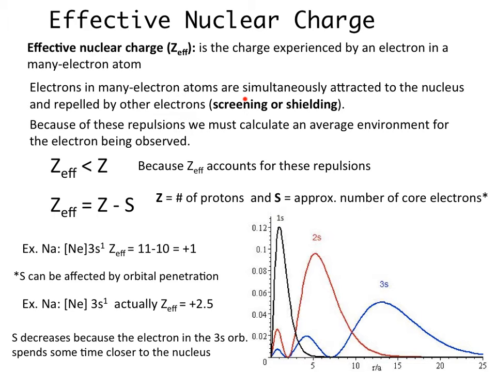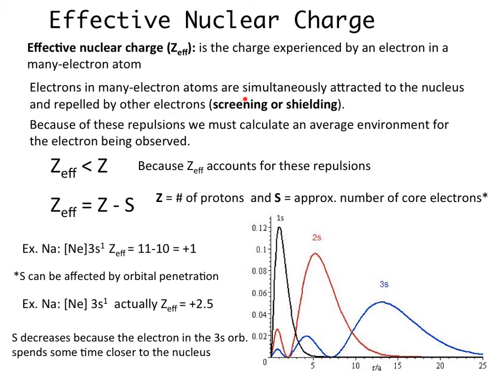Now, these repulsions would be very, very difficult to calculate in terms of individual effect because each electron is positioned in a different location throughout the atom. So instead of calculating each individual repulsive force that's created, we just look at all of the contributing electrons as an average environment. So that shielding or screening is an assumed or calculated average environment.